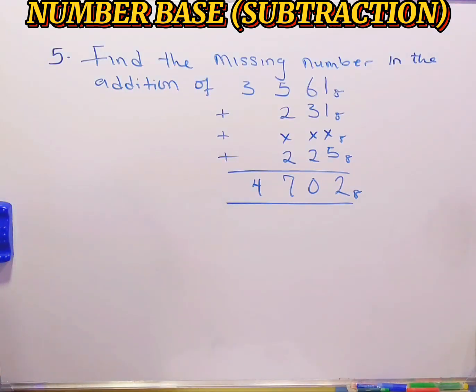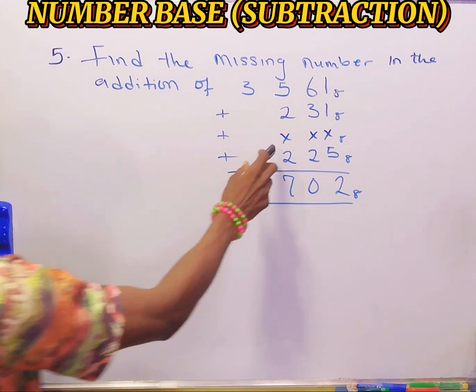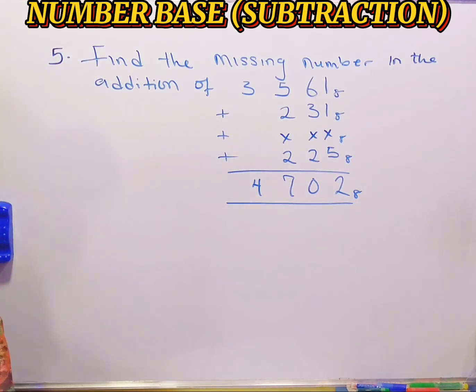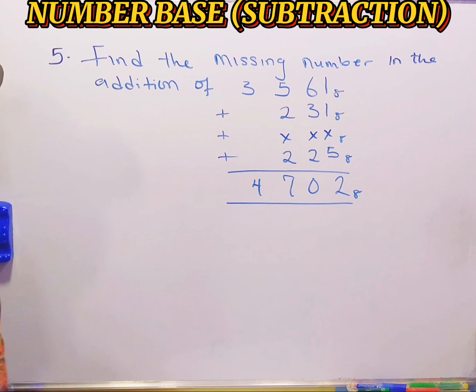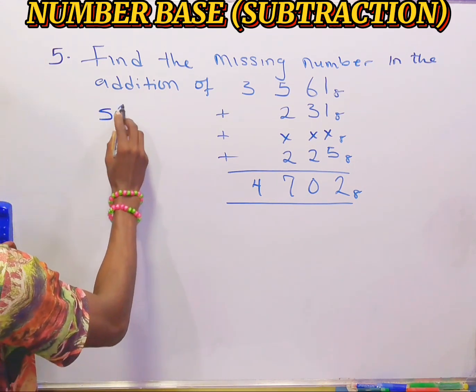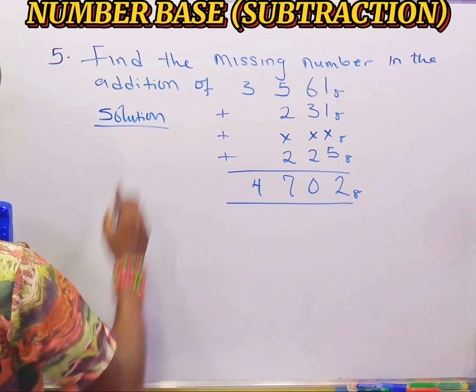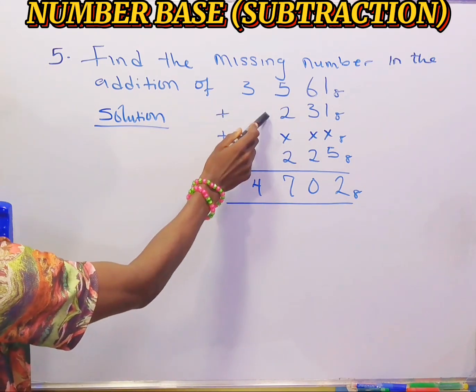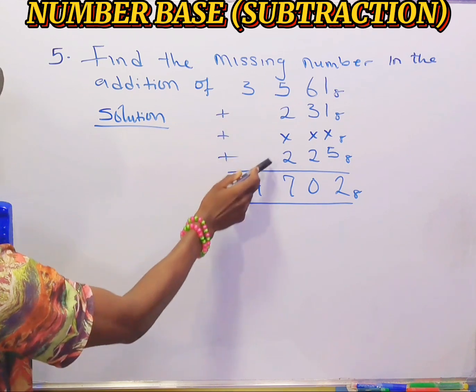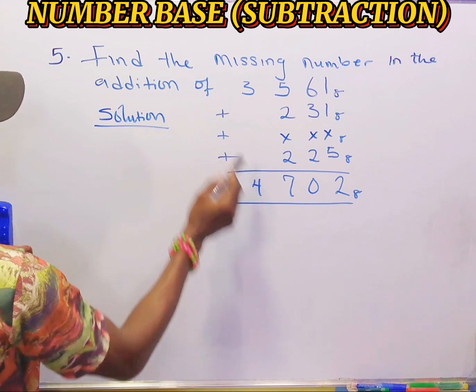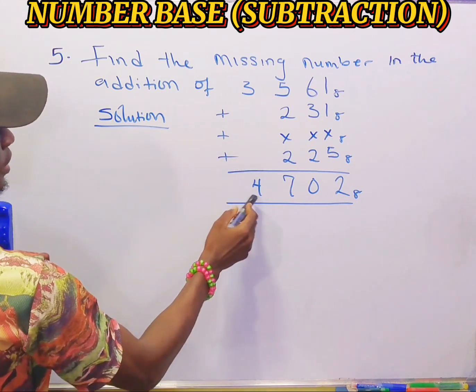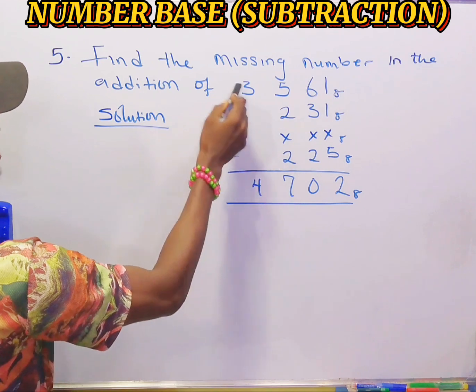Find the missing number in the addition of 3561 base 8 plus 231 base 8 plus xxx base 8 plus 225 base 8 that results to 4702 base 8. So the first thing we do, let's add the numbers that are given. We add these 3. Now to get this missing value here, we take away the addition of this from the total. The total minus this plus this plus this.